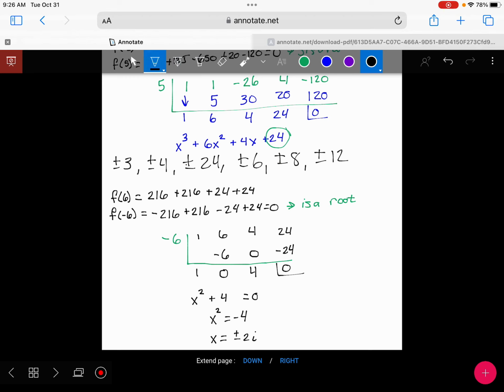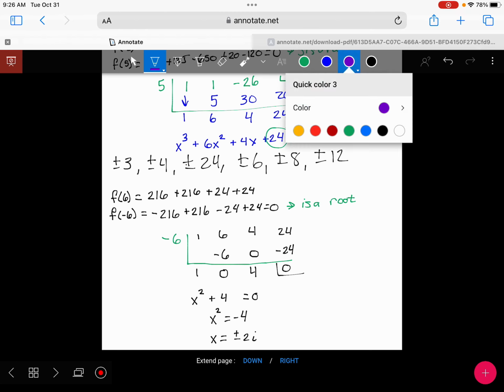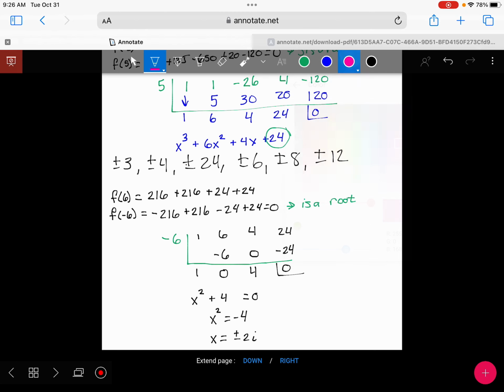So our roots for this whole function, where it said find all roots, are, I'm going to get a big marker here, and a nice bright color. We have 6, negative 6, and plus or minus 2i. These are our roots, or zeros, solutions, intercepts.